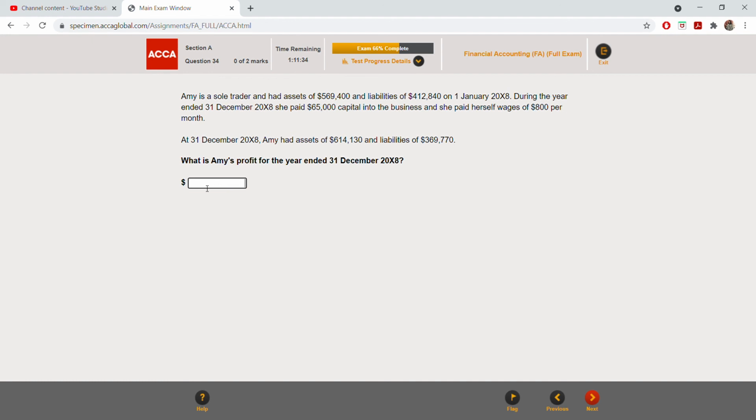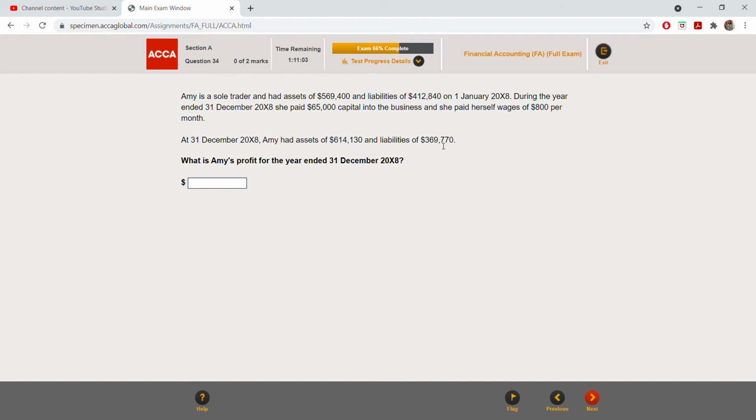Okay. So starting with assets and liabilities. Capital, if you want to know, is just asset minus liability. Deduct your liability from asset. That's it. So this minus this will be your capital in the beginning. With that capital, the 65,000 you have to add. With that drawings you have to minus. Paid herself wages is like a drawing. 800 per month means 800 into 12. And then at closing, you take this minus this. That will be your closing capital.